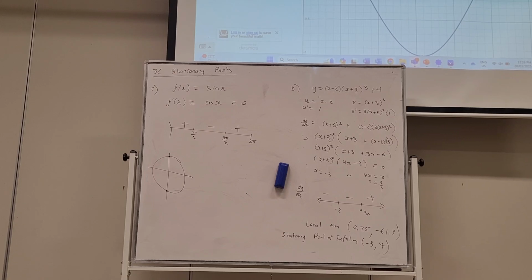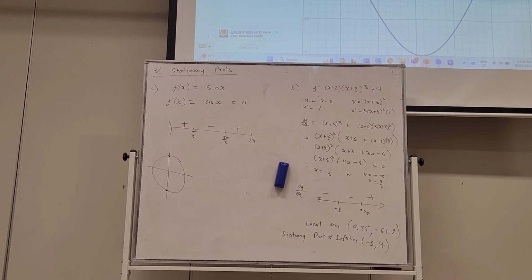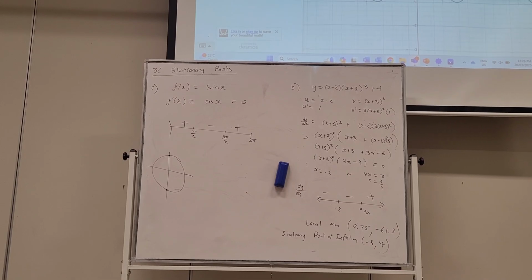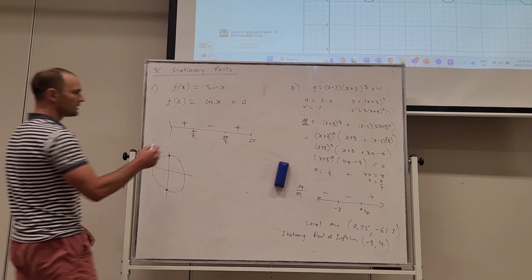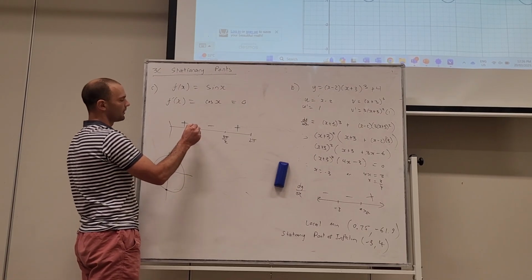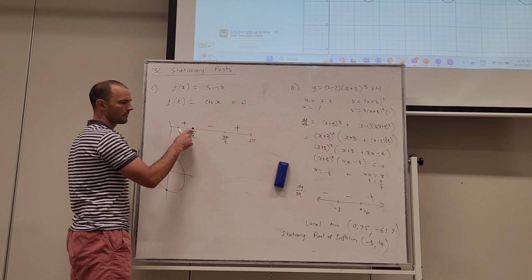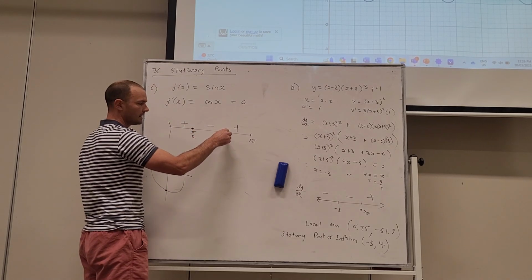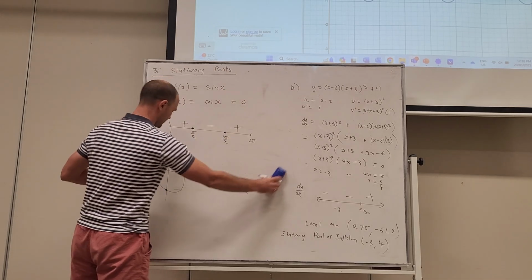Remember pi is a number, 3.14. 3.14 divided by 2 is 1.57-ish. So it's just a number. Now what you can see, if I zoom out, is that it repeats itself in both directions. So what that means is this stationary point is going to repeat itself every wavelength, and this stationary point here is going to repeat itself every wavelength.